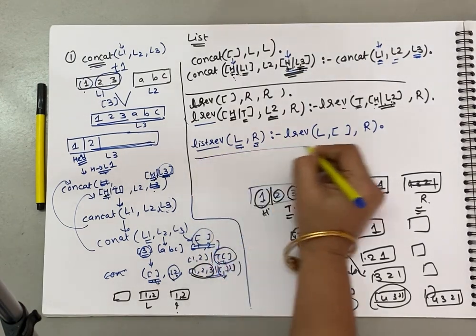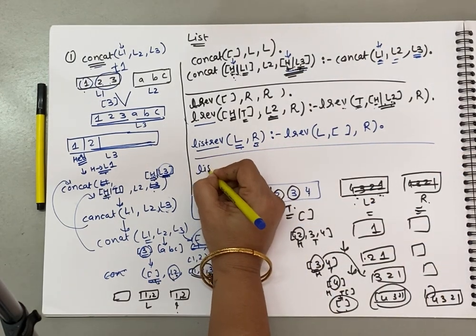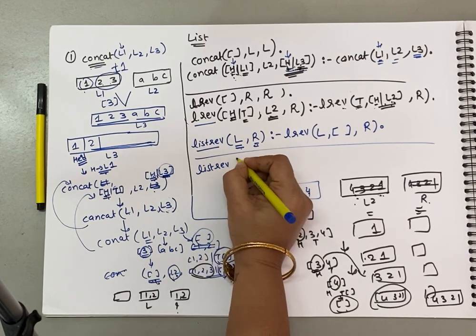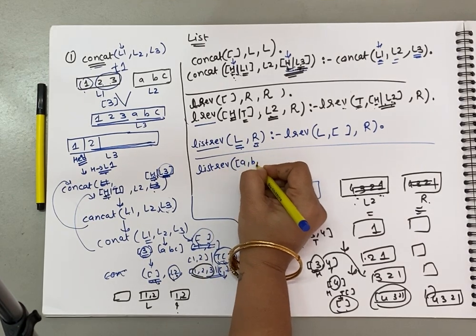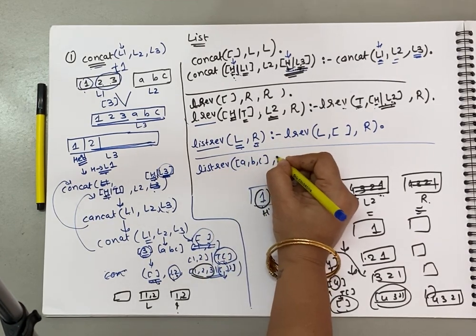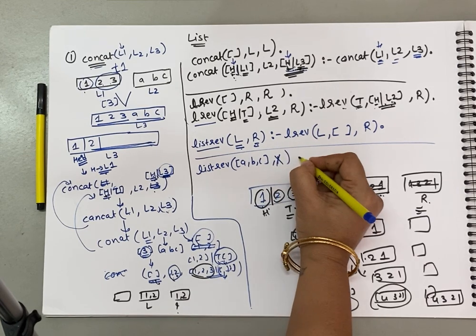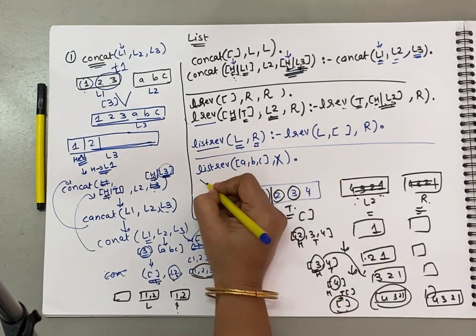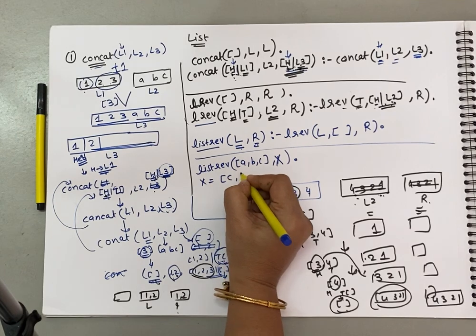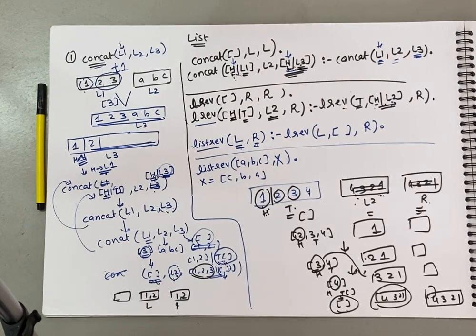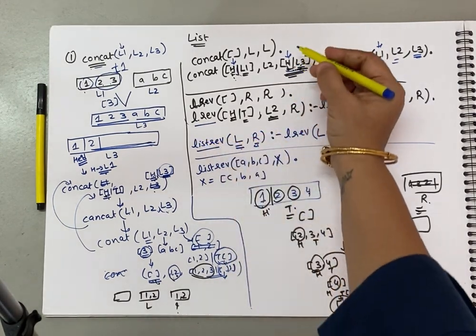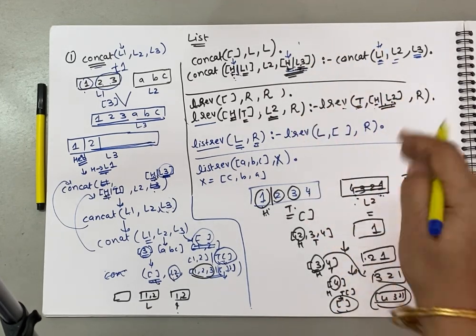So what will happen if you have to execute? You can execute like list reverse, let us say A, B, C. That is your argument. You are passing, let us say, X as the second argument, full stop. So what you are going to get as the answer? C, B, A. That's it. Are you getting this? So compare these 2 codes once again as we have discussed.